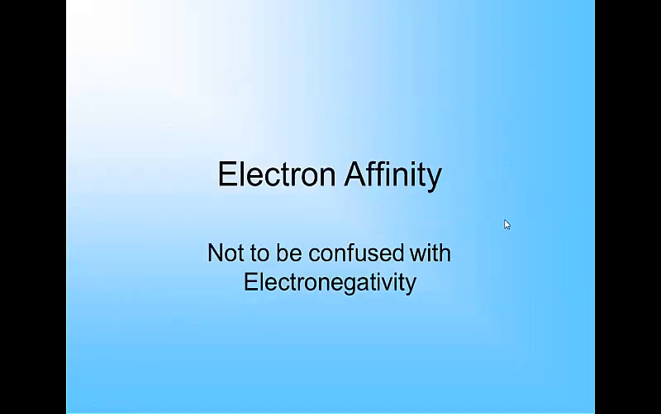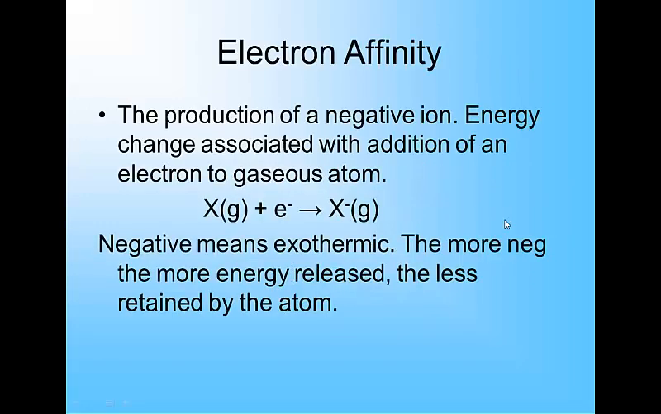All right, electron affinity, EA for short, not to be confused with electronegativity. The definition of electron affinity is the energy change associated with adding an electron to a gaseous atom. It's the amount of energy released when you put an electron in a gaseous atom. So the more negative means the more released, and that's a good thing. So really highlight those last two statements. More negative is better. More negative means the more energy released, the less energy retained by the atom.